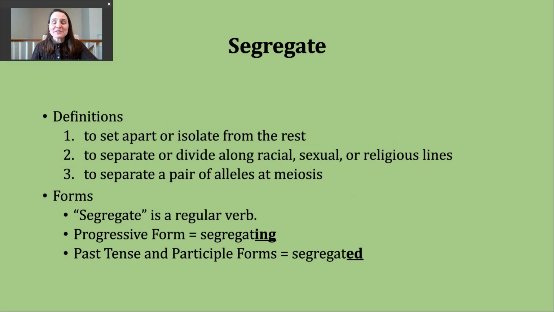The first way you'll hear segregate used is to mean to set apart or isolate from the rest. So you can imagine having some particular group and then removing one, two, or some small group from that larger group. A second way the verb segregate is used is to mean to separate or divide along racial, sexual, or religious lines.